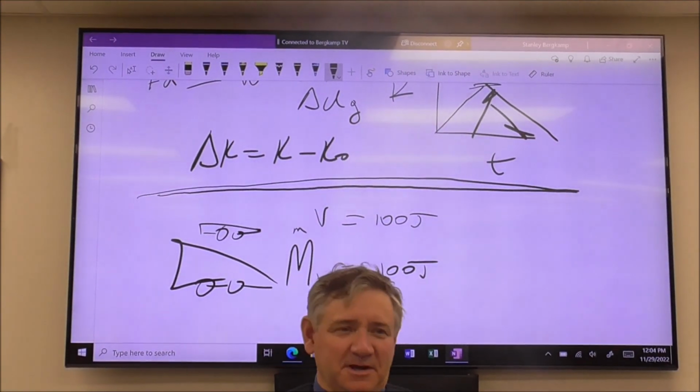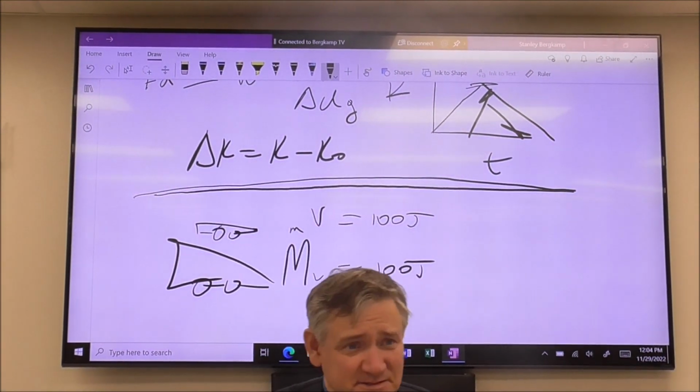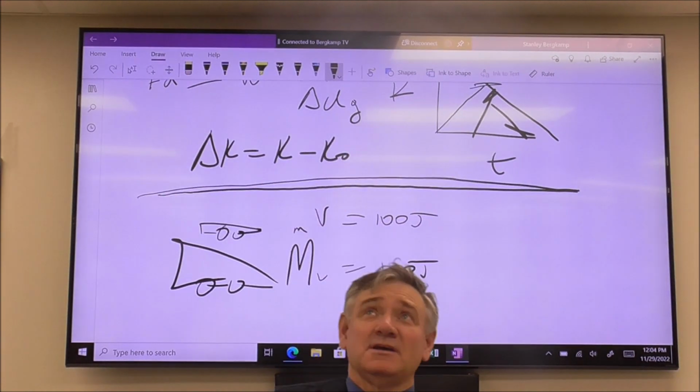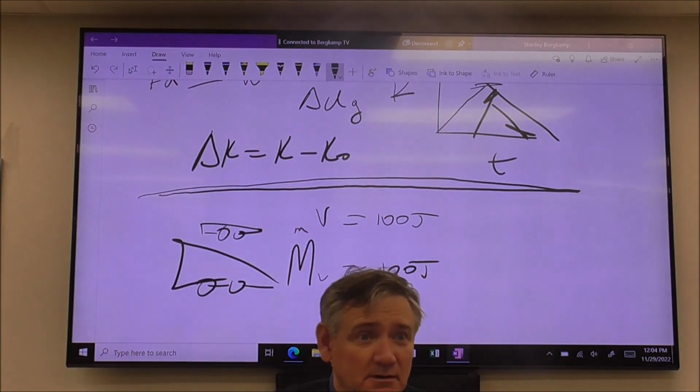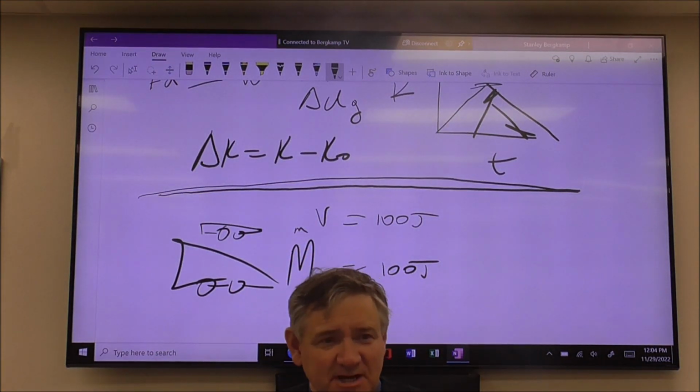I throw the ball up in the air. Does it have kinetic energy? Yes, because it's moving. Does it have potential energy? Yes, because it's coming back down. Or it's just above the ground? Oh, I can just say that. Okay. Because UG equals mgh.